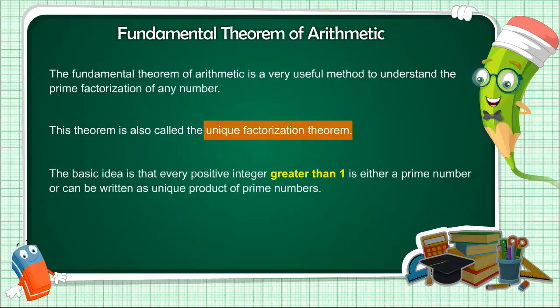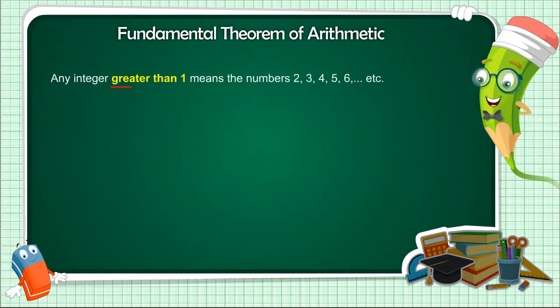The basic idea is that every positive integer greater than 1 is either a prime number, or can be written as a unique product of prime numbers. Any integer greater than 1 means the numbers 2, 3, 4, 5, 6, etc.